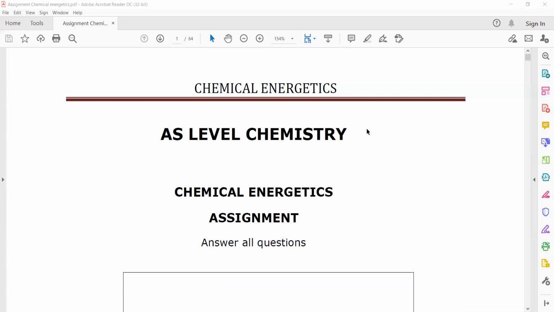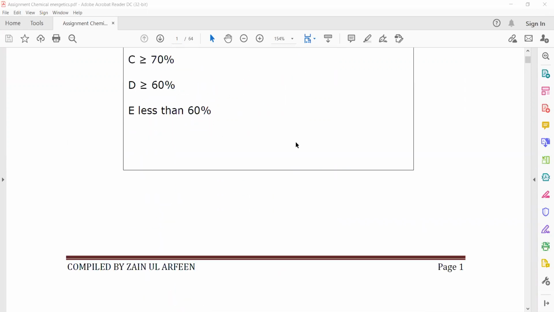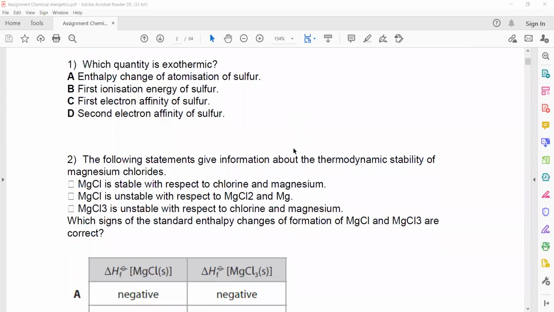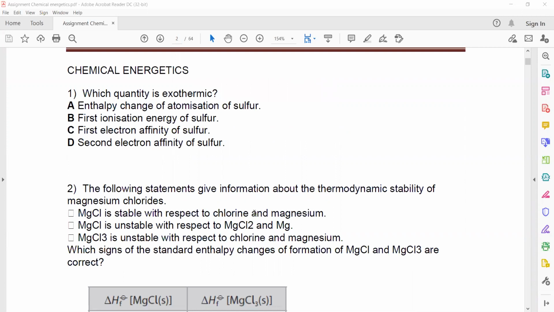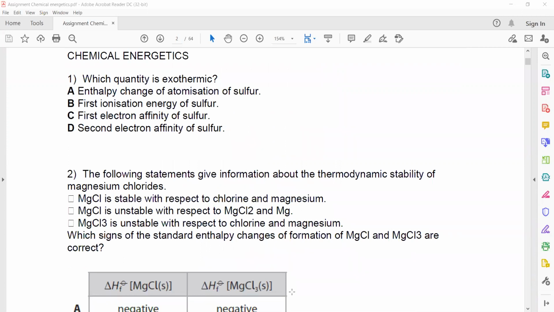So this one is exercise related to chemical energetics, energy from the chemical. The first one, which quantity is exothermic? So what could be the answer? Which quantity is exothermic?